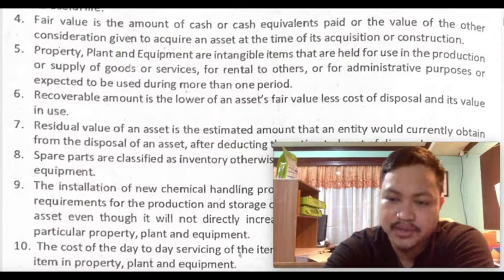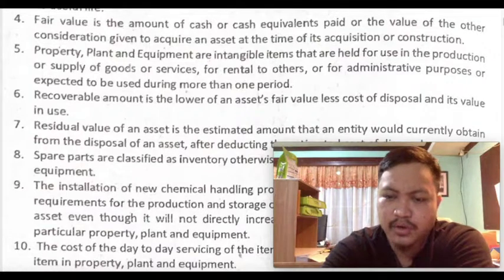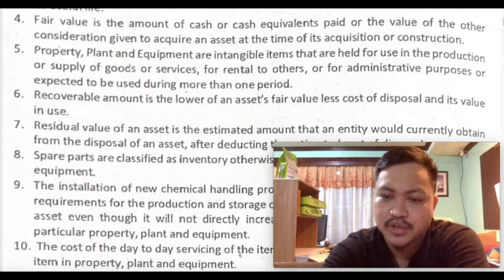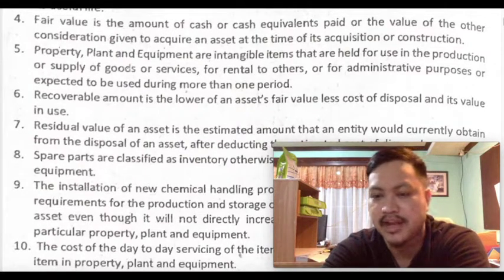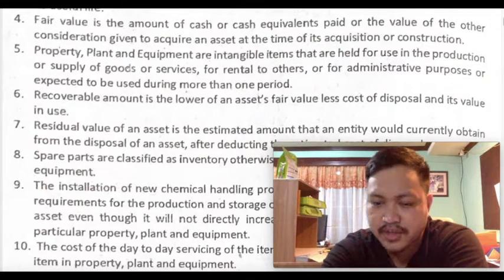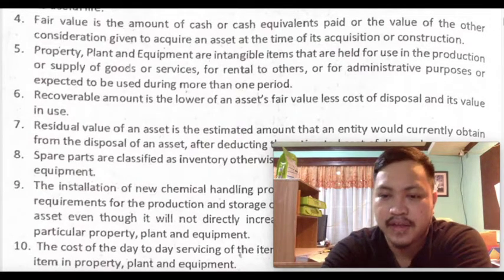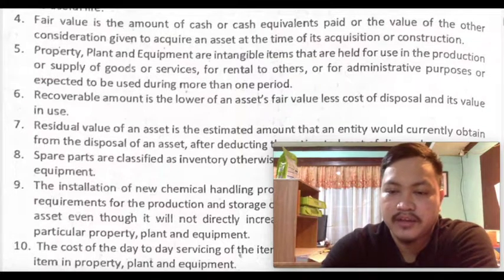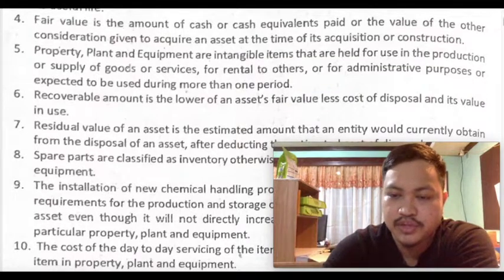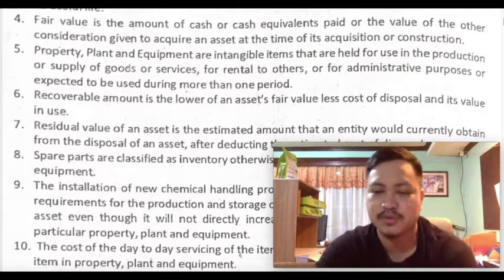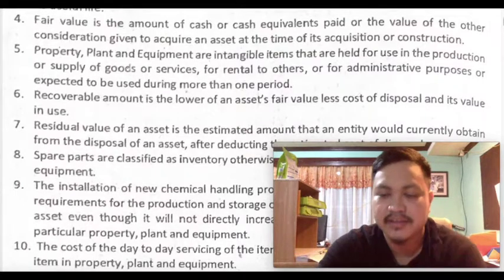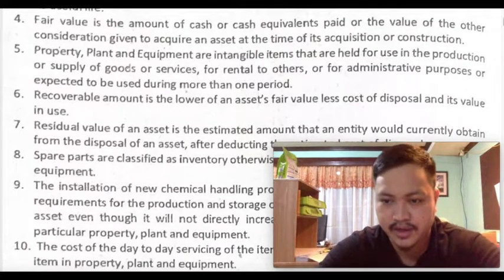Even though at that point its remaining useful life is 1 year only, understand that at the very beginning, its expected use was more than 1 year. You do not look at the remaining useful life, you look at the original expected useful life. So again, do not forget, a PPE must be a tangible asset. It must be used for production of goods or delivery of services or for rentals or for administrative purposes. And its expected useful life must be for more than 1 year.